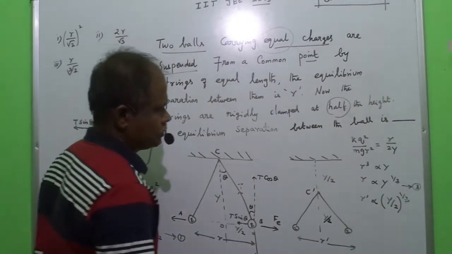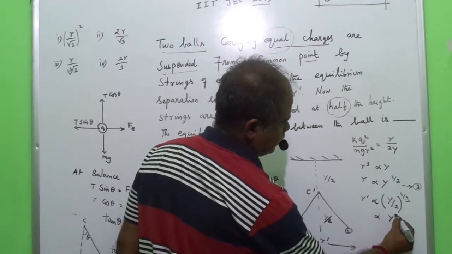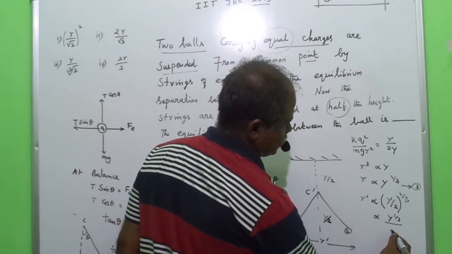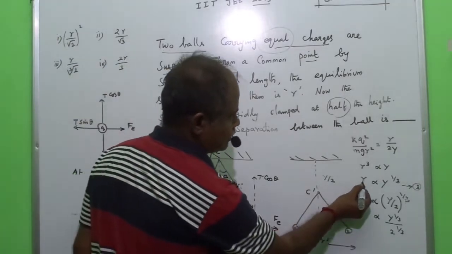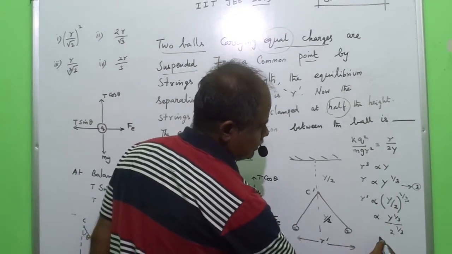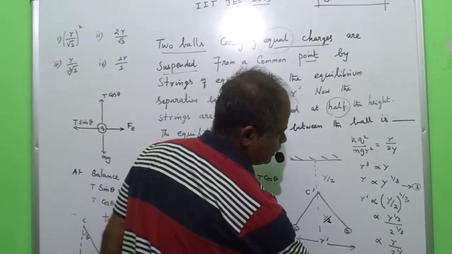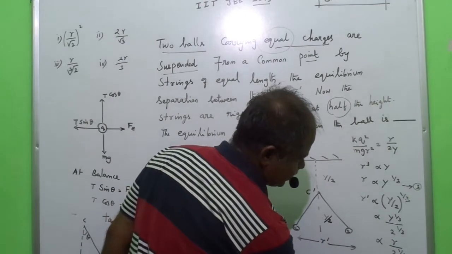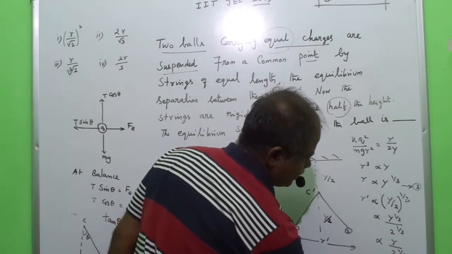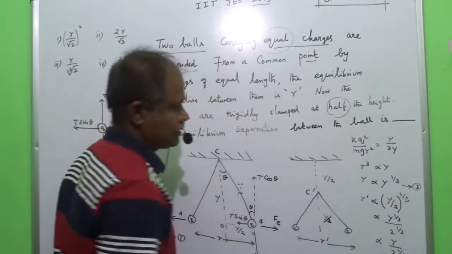Again, this can be written as proportional to Y power 1 by 3 divided by 2 power 1 by 3. Y power 1 by 3 is what? It is R. Then this can be written as R divided by 2 power 1 by 3. It's a very simple thing. That is proportional to R power cube root of 2. Let it be. This is the result for us.